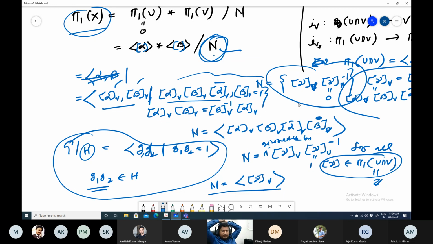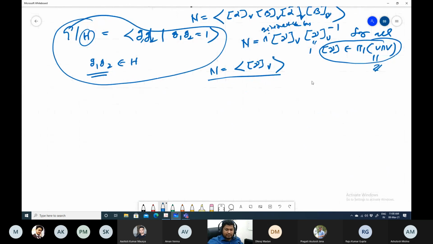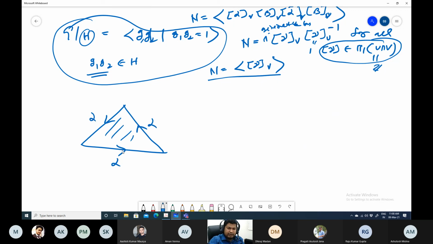This way you can construct the fundamental group of any topological space. For example, if you have this kind of topological space, say this triangle, where this is identified with this, say this is alpha, this is alpha, this is alpha. Then you can easily check that the fundamental group of this topological space is generated by alpha with alpha cubed equal to 1. It is given in the lecture note. That is actually Z3.